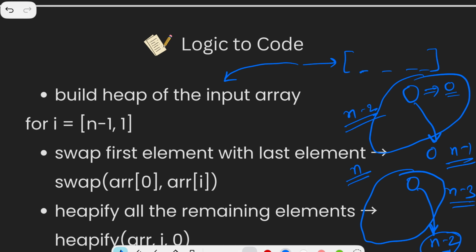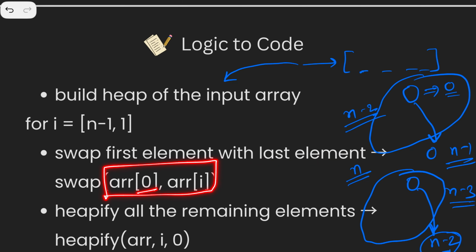That's why we have a for loop here. Look at this, i starts from n-1 till it reaches 1. We are going to swap the first element with the last element. See, this is the swap operation that we have. i is iterating from right to left. So here we are swapping the very first element with the very last element. Then we are going to heapify the remaining elements after the swap.